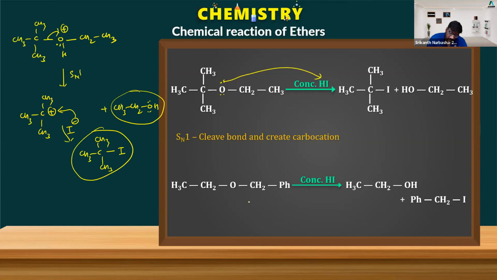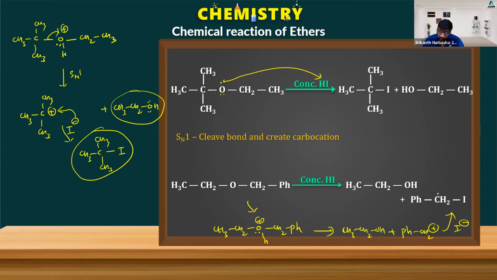Because in the first stage I will generate CH3CH2 oxygen with one lone pair, OH bond, positive charge, CH2Ph. It will form CH3CH2OH plus PhCH2 plus, and I minus attacks, generating PhCH2I. So again, SN1 possibility.